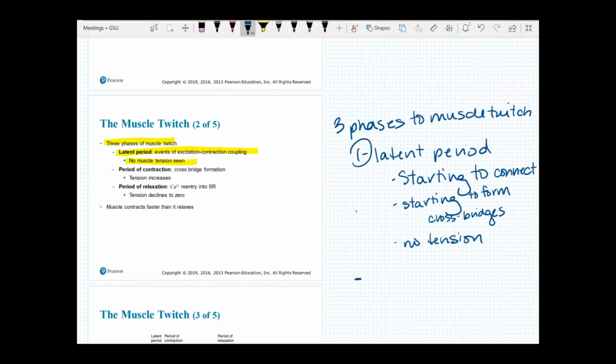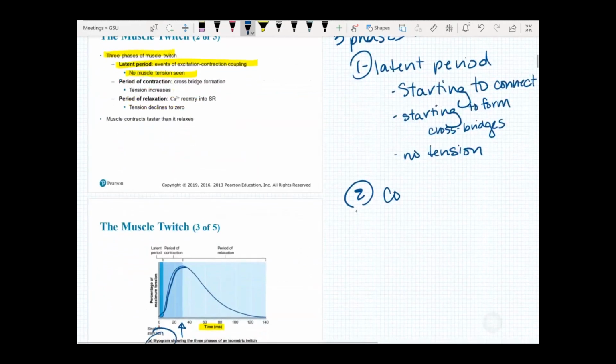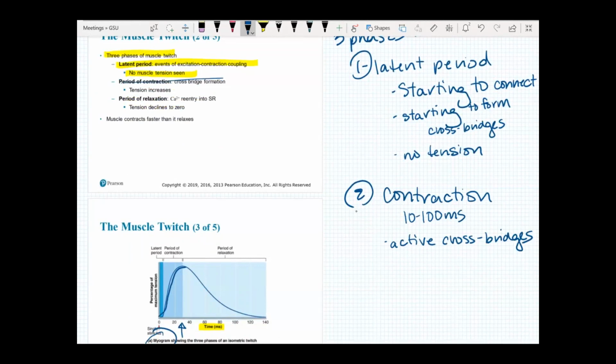The second period of a muscle twitch is going to be the contraction. This is going to be about 10 to 100 milliseconds into the duration of the muscle twitch. This is where you're going to have active cross bridges. So you're going to cycle through those. So you are doing the sliding filament of contraction over and over again. And as you're doing this, your tension will actually increase. So you're going to start creating that movement and that tension.